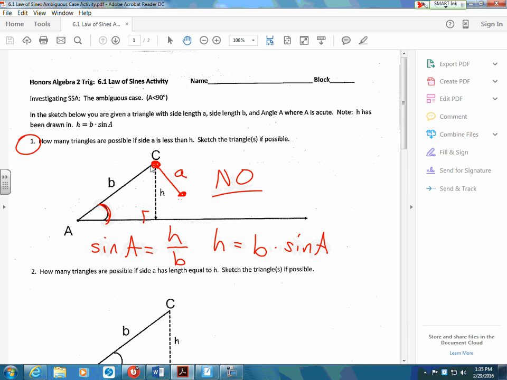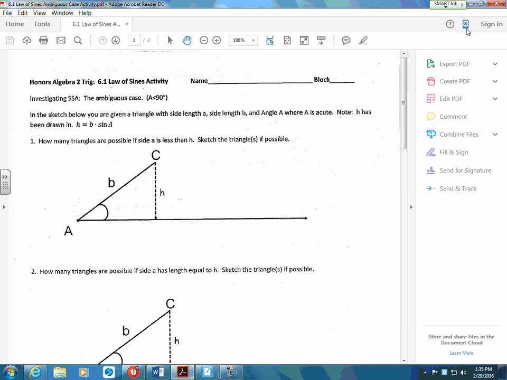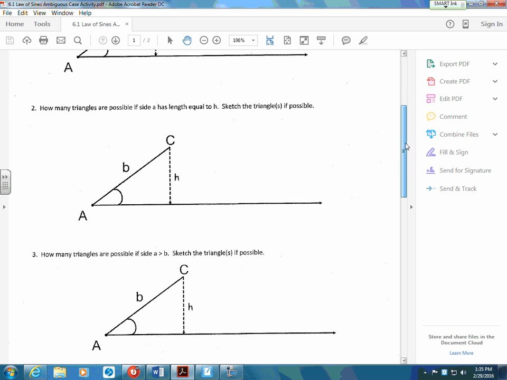Okay, take a look at example 2. For example 2, how many triangles are possible if side A has a length equal to H? And sketch the triangle if possible. So how many triangles would be possible then? Just one triangle, and what kind of triangle would it be? A right triangle. So if A is exactly equal to H, then A would be this side right here, and it would be the same as our height. All right, so the triangle that would be possible would be this triangle right here. Okay, it would be a right triangle.